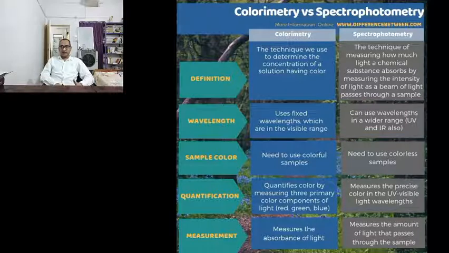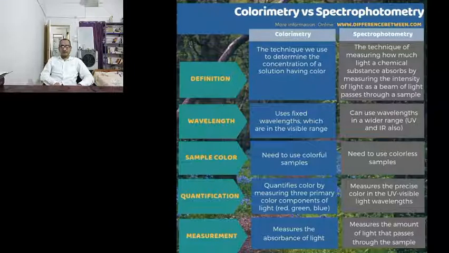Sample color: colorimetry needs colorful samples, and spectrophotometry can use colorless samples. Quantification: a colorimeter quantifies color by measuring three primary color components, red, green and blue, while a spectrophotometer measures the precise color of the UV visible light wavelengths. And in the measurement, a colorimeter measures the absorbance of light, and a spectrophotometer measures the amount of light that passes through the sample.